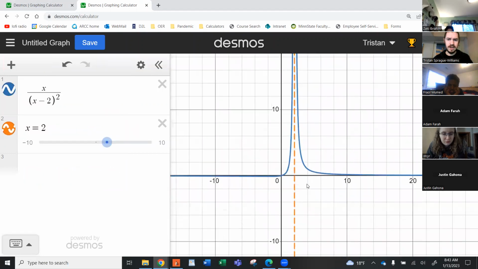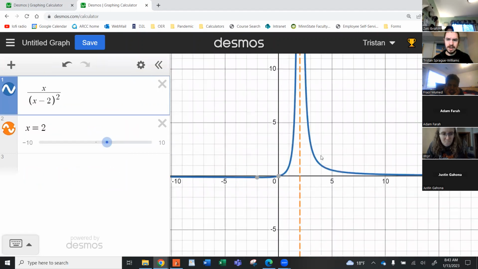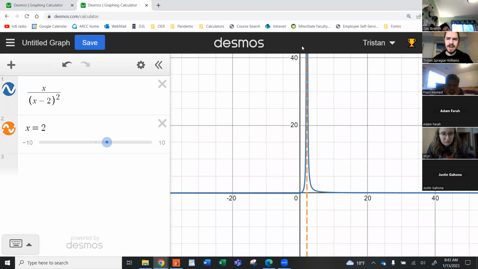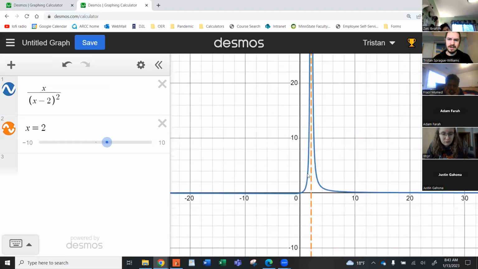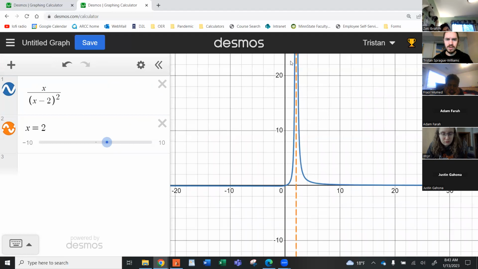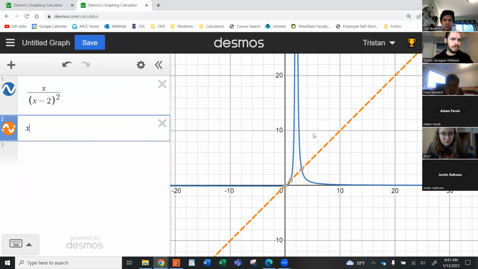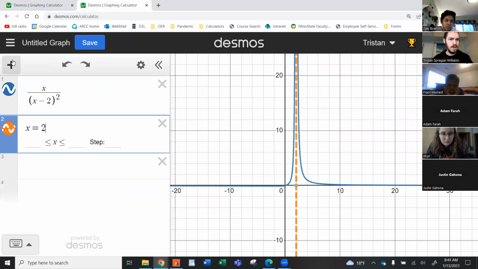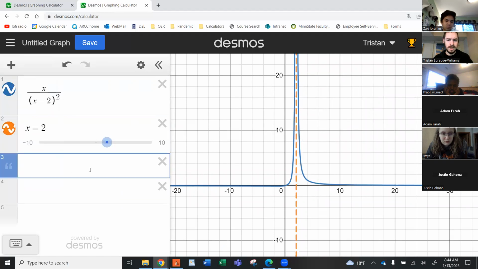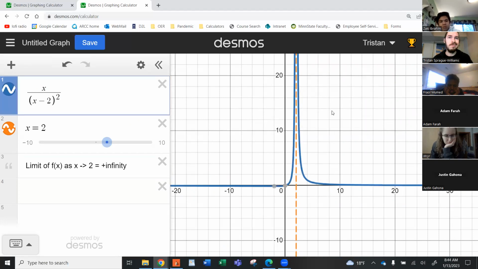Let's make that nice contrasty blue and orange. So there's a vertical asymptote at x equals 2. You can see that fits nicely there in that sort of narrow gap between the curves. In this case, the limit really does equal infinity. And that's plus infinity, right? Because it's the same on both sides. That makes sense?